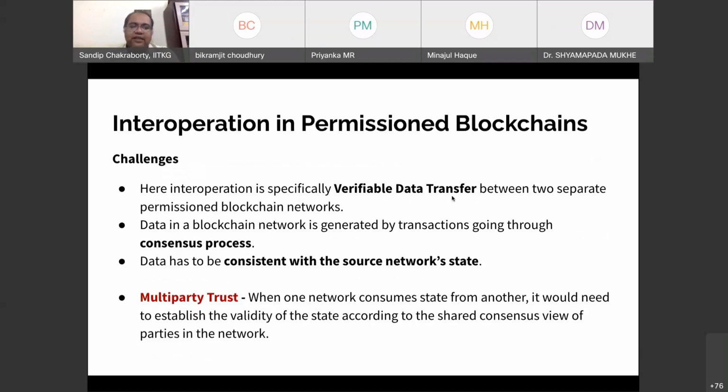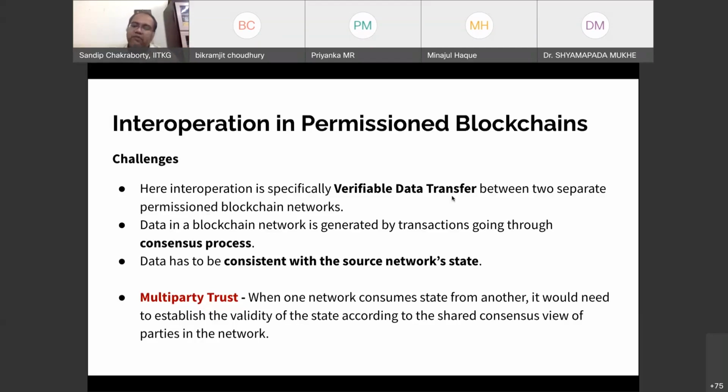The first challenge is that interoperation is specifically verifiable data transfer between two separate blockchain networks. Remember that data transfer is different from asset transfer. In asset transfer, you are going to transfer some cryptocurrencies from one network to another network. You transfer some Bitcoin, and in return you get back Ethereum. So the unit that you transfer is very much predefined. The Bitcoin architecture is predefined, the Ethereum architecture is predefined.